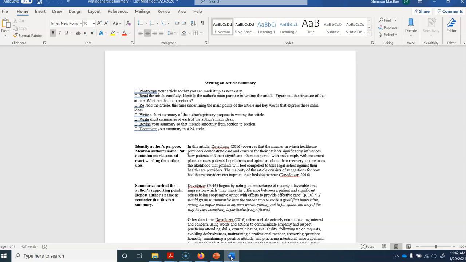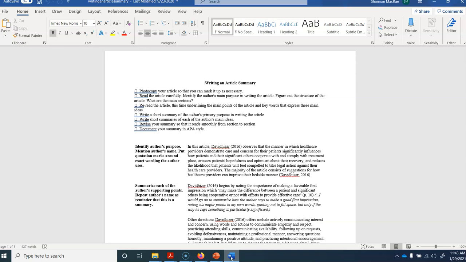So your first step really is to either photocopy your article or your chapter or print your article or chapter so that you can mark it up as necessary. Okay, so again, you can highlight, you can underline, you can write over on the margins. You want to read the article carefully, and you want to identify the author's main purpose in writing the article.